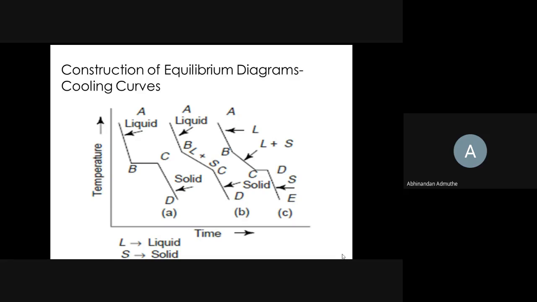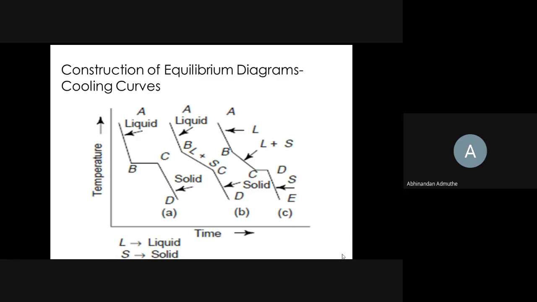And in order to form the cooling curve, we need to use such a low cooling rate that we achieve equilibrium cooling. In order to achieve equilibrium cooling, we need to go for very slow cooling. To achieve this slow cooling rate, we cool the alloy or the particular system in the furnace itself.